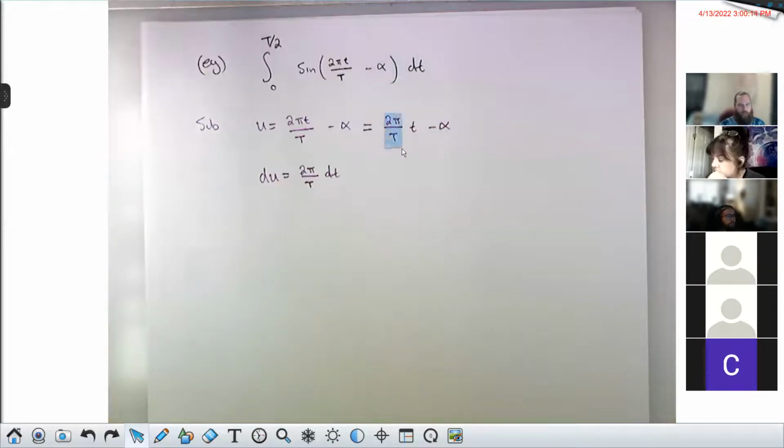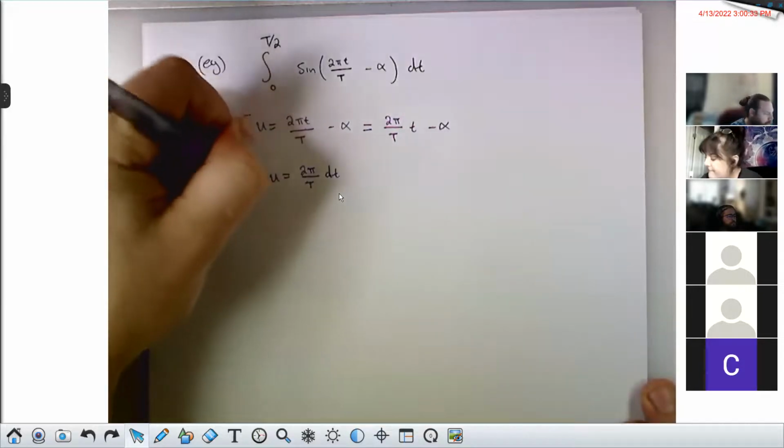Right? This is a constant multiple. So like 5t differentiates to 5. 2 pi over cap T times t differentiates to 2 pi over cap T. Alpha, this is a constant. It differentiates to 0. So your differential is just this. So the alpha doesn't count as a variable.